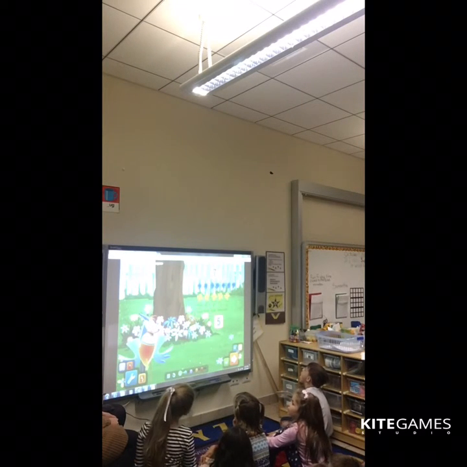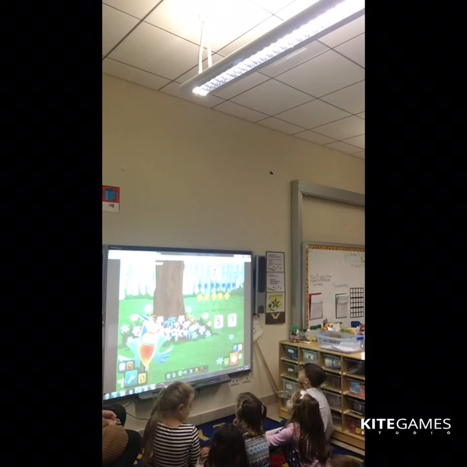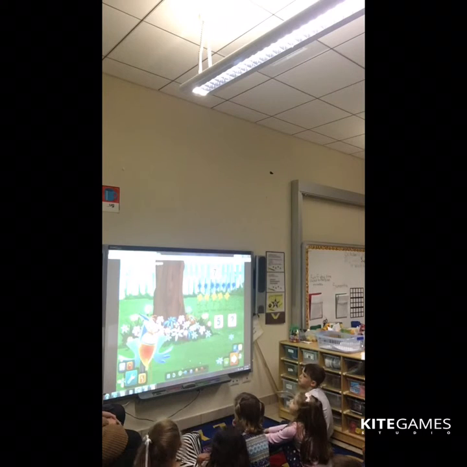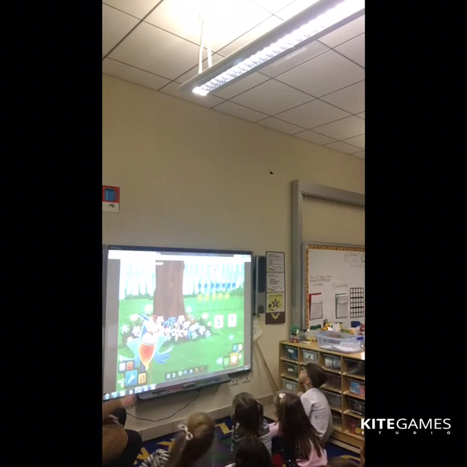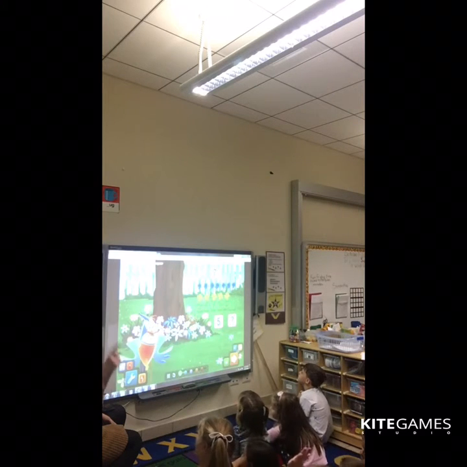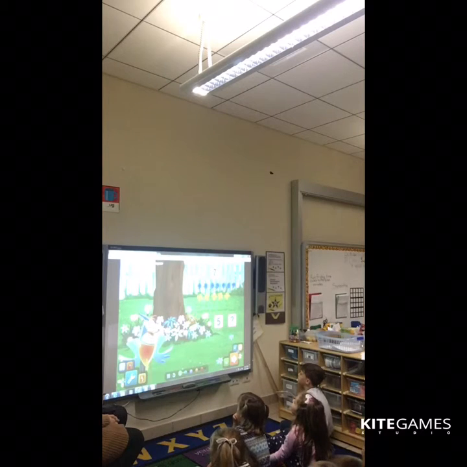I wonder how many more blue flowers there are than yellow flowers. Maybe we could subtract to find out. A model might help us compare the number of blue flowers and yellow flowers. Are you ready to get started?